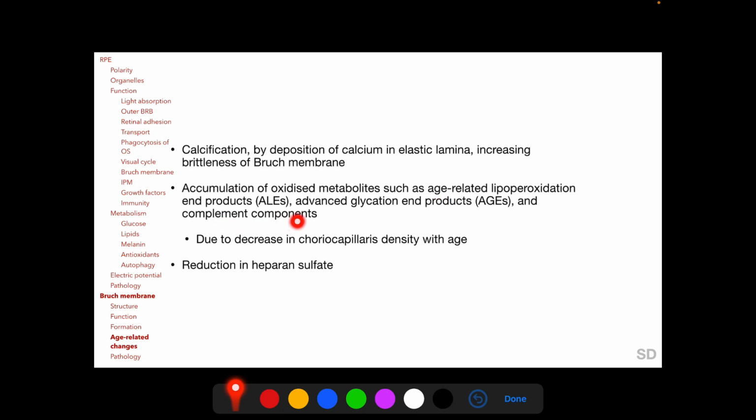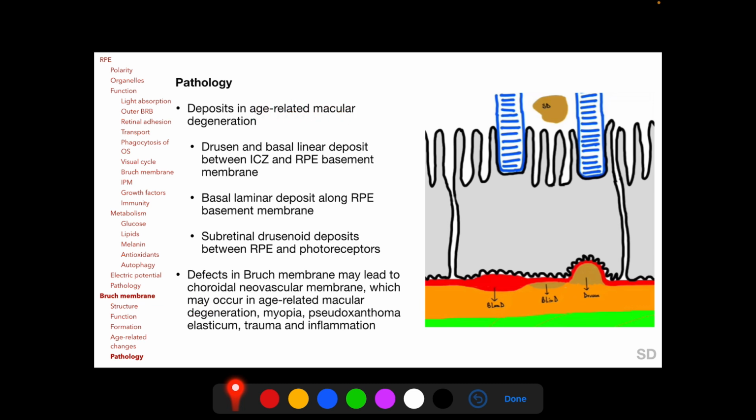With age, there is a reduction in the proteoglycans present along with the collagen fibers in the Bruch's membrane. In age-related macular degeneration, the deposits which are typically found are the drusen and the basal linear deposit, between the inner collagenous zone and the basement membrane of the retinal pigment epithelium. The basal laminar deposit appears as a thickening of the basement membrane of the retinal pigment epithelium, and subretinal drusenoid deposits occur between the retinal pigment epithelium and the outer retina.